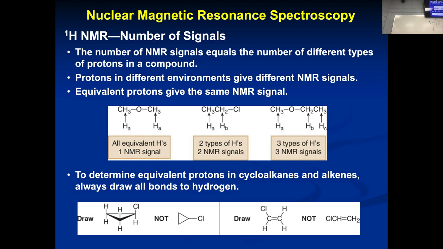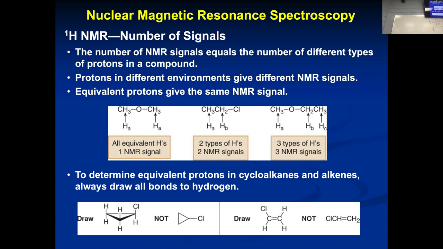Chloroethane, I'm going to see 2 NMR signals. The CH3, these hydrogens are attached to a carbon that's only attached to another carbon. That's different than these hydrogens. These hydrogens are attached to a carbon that is attached to another carbon and a chlorine. These hydrogens are clearly different than these hydrogens because of what they're connected to. They're in a different environment.